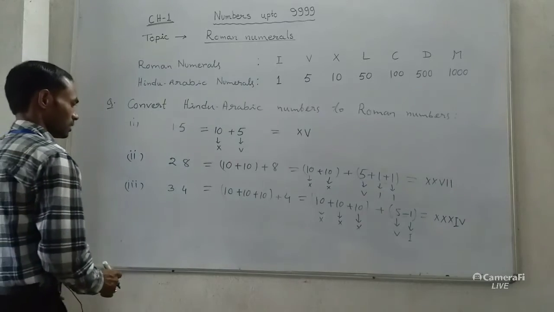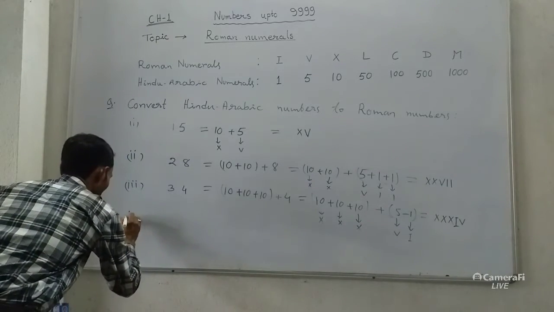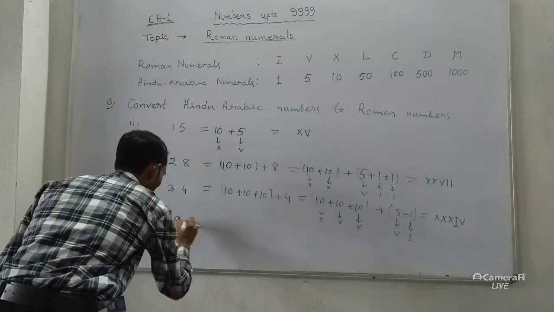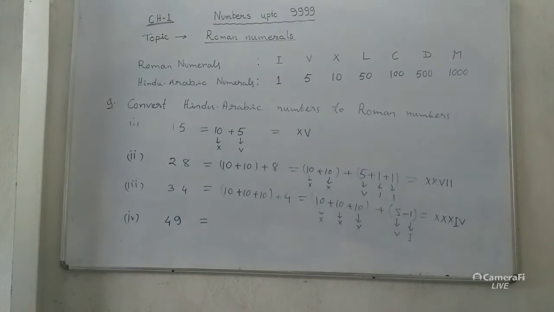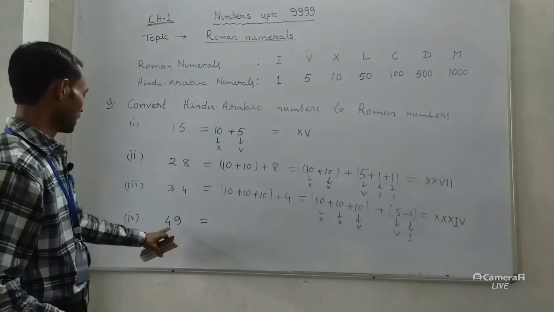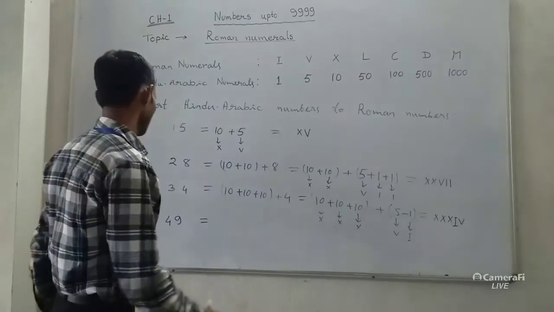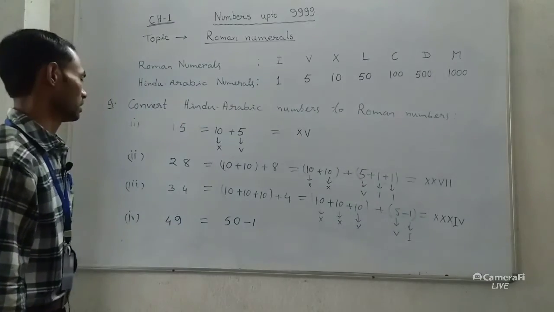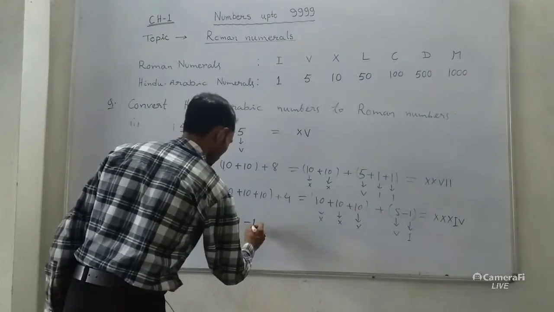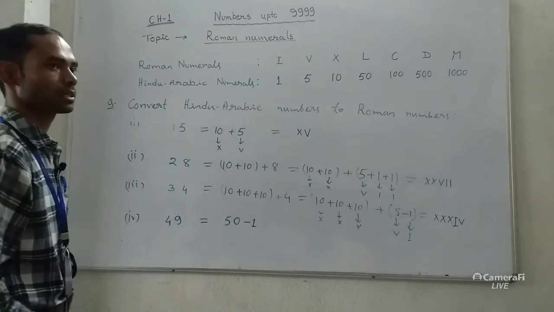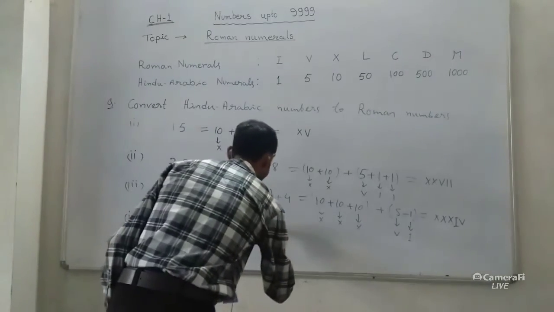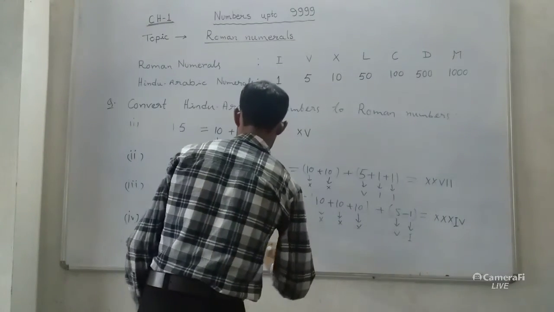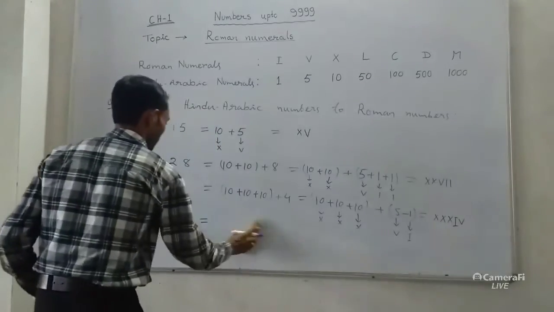Okay. Let us take another example, number 4, which is 49. How can we write 49? 49 is nearest to 50. So 50 minus 1, but you cannot subtract 1 from 50. So 50 should be written, sorry, there is a mistake.